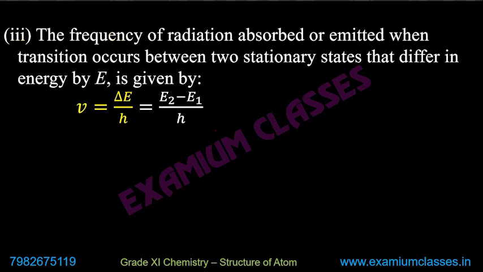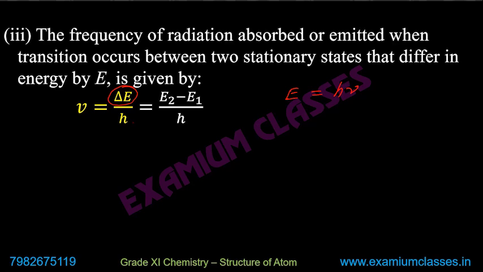The frequency of radiation absorbed or emitted is given by nu equals to delta E by h. If you see, this is very much similar to E equals to h nu. And the same thing is being utilized here as delta E, because this is the energy difference. So in case of Bohr's model, nu will be given by delta E by h. Why? Because in Bohr's model, there is transition of an electron from one orbit to another orbit.